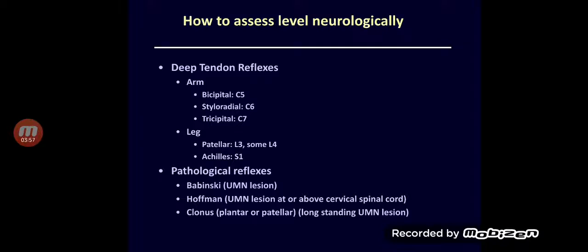Also, we have to examine the deep tendon reflexes in order to assess the level neurologically. On the arms, C5 accounts for the bicipital reflex, and C7 for the tricipital reflex. The styloradial reflex is C6. For the legs, the patellar reflex is L3 and some L4, and the Achilles tendon reflex is S1. We have also to assess for any pathological reflexes, just like the Babinski, the Hoffmann, and the clonus.